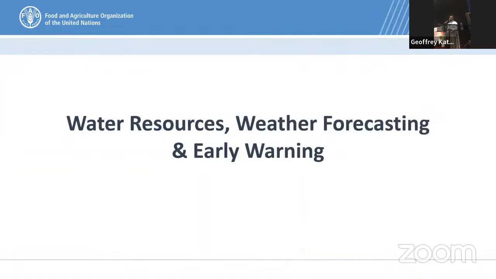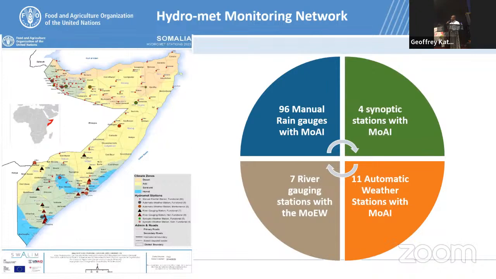So we want to look at each theme and a preview of what we do. That is water resources early warning. As I was speaking in the morning, SWALIM has been able to install high-point stations across the whole of Somalia to monitor the weather and river levels. As you can see, we have 96 manual rain gauges, 4 synoptic stations, 7 river gauges, and 11 automatic river stations, all to receive data on a daily basis.